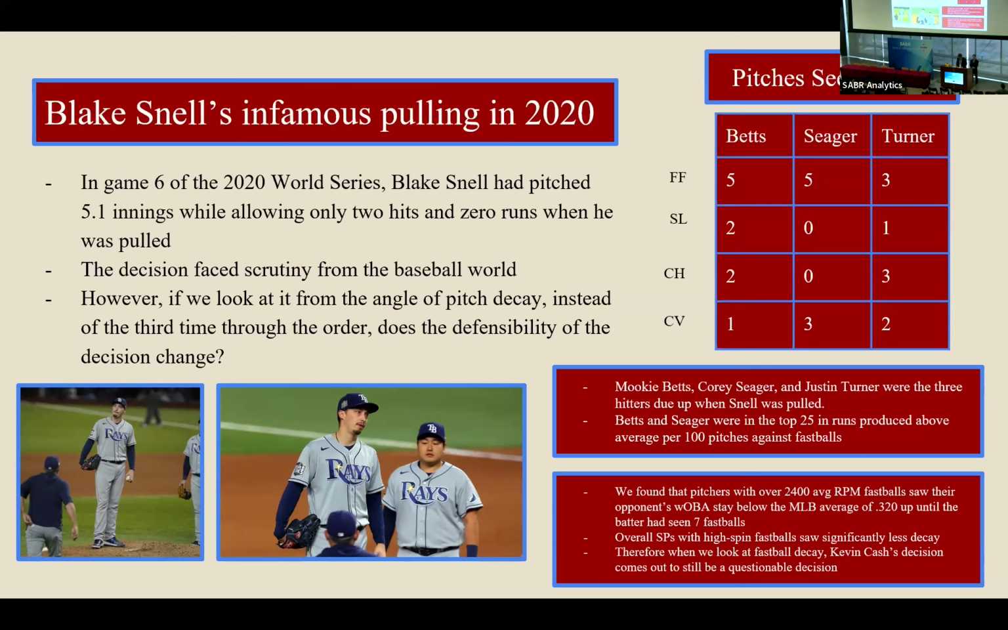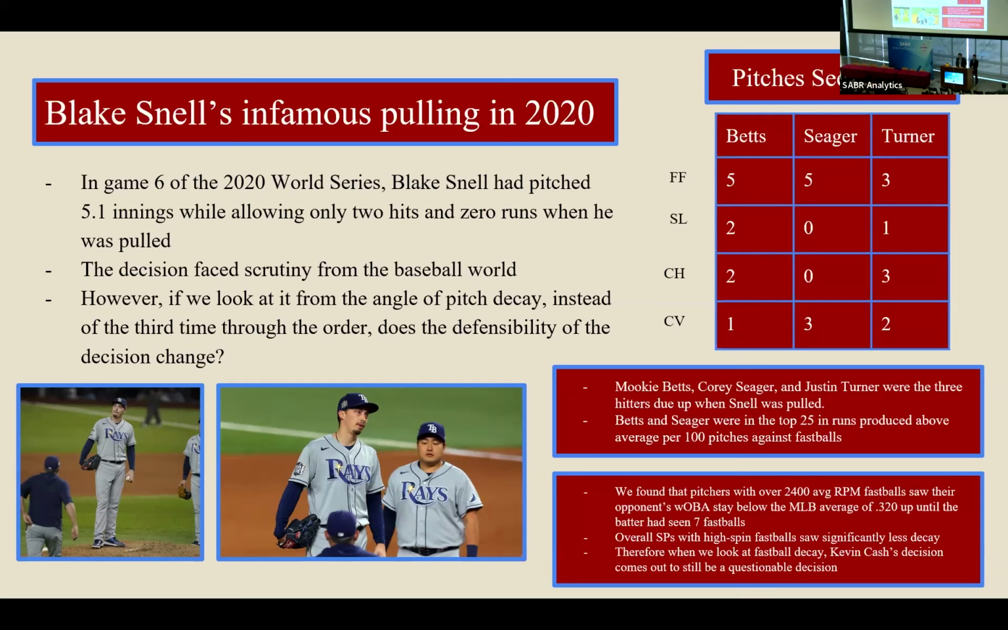And judging by the fact that there was a man on, Snell would likely have thrown a slightly higher percentage of fastballs. If we try to judge this decision from the angle of pitch decay, we know from previous works and our own analysis that the speed of decay depends on pitch type and pitch characteristics. Since our research specifically focuses on four-seam spin rate, let's hone in on that. In 2020, Blake Snell was in the 74th percentile for fastball spin rate among starters, averaging roughly 2,400 RPMs. So we know that his fastball likely decays less than a pitcher with average four-seam spin rate. Perhaps it would have been the right decision to keep him in.